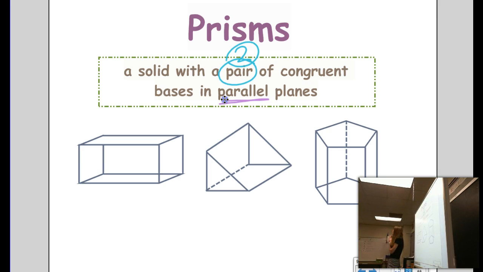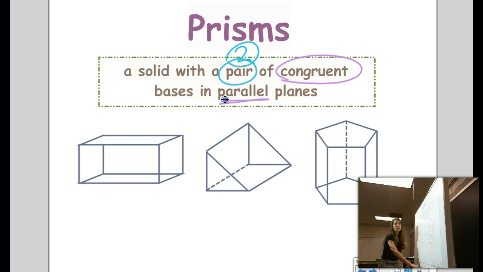And last word that's important: congruent. Ding, ding, ding. The top and the bottom, the bases, have to be the same. They have to be the same size and the same shape. If they weren't, let's say the bottom was larger than the top, then it would lean in like this, be more like a cone or a pyramid. So they do need to be congruent.